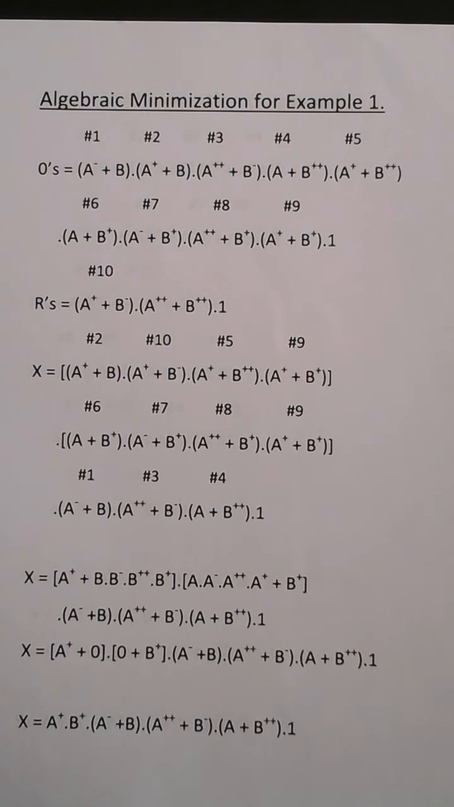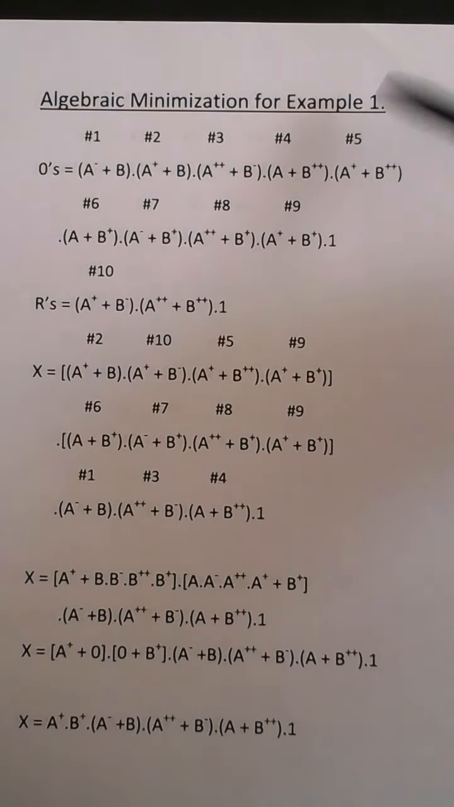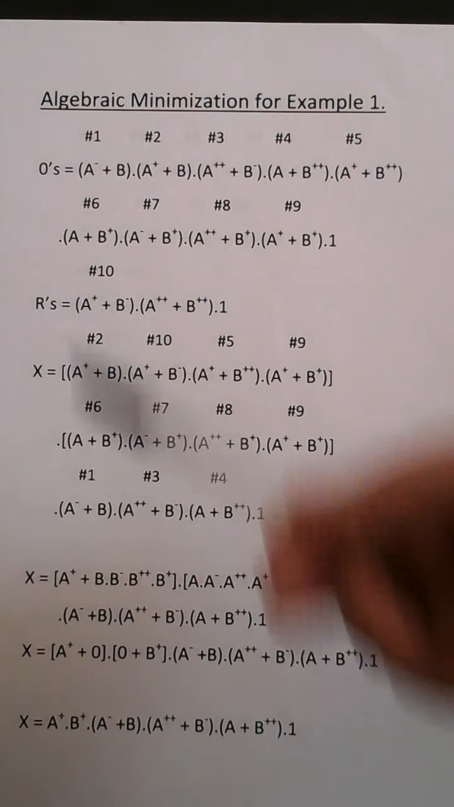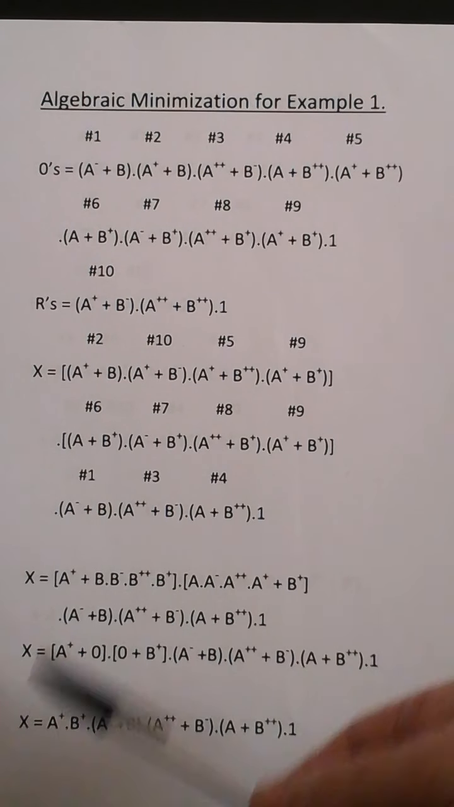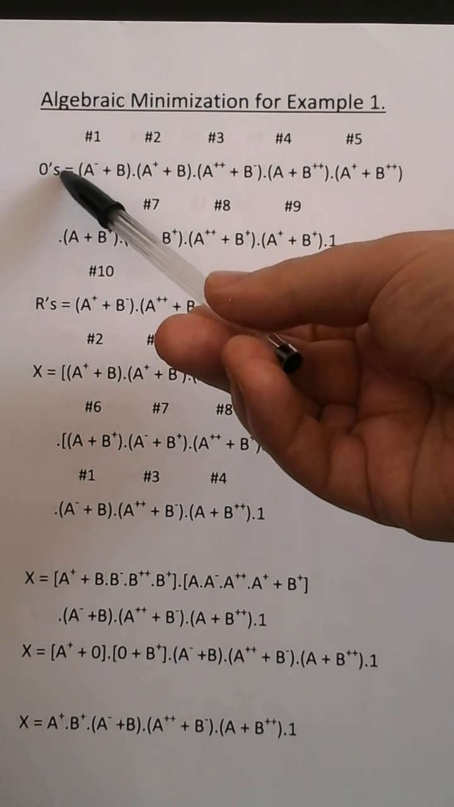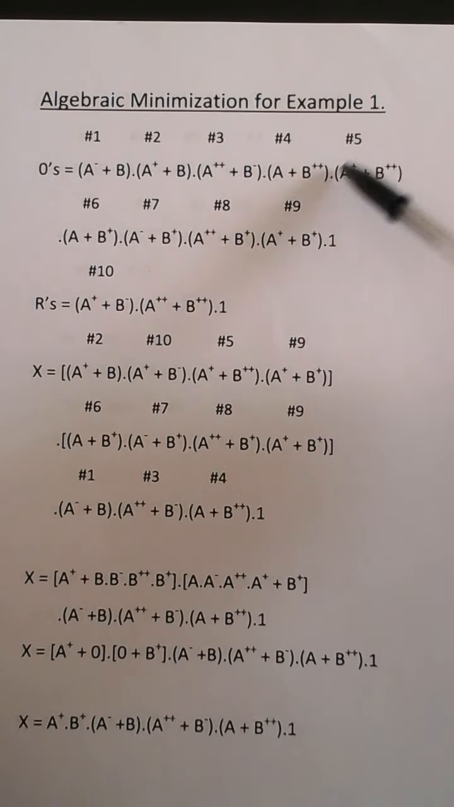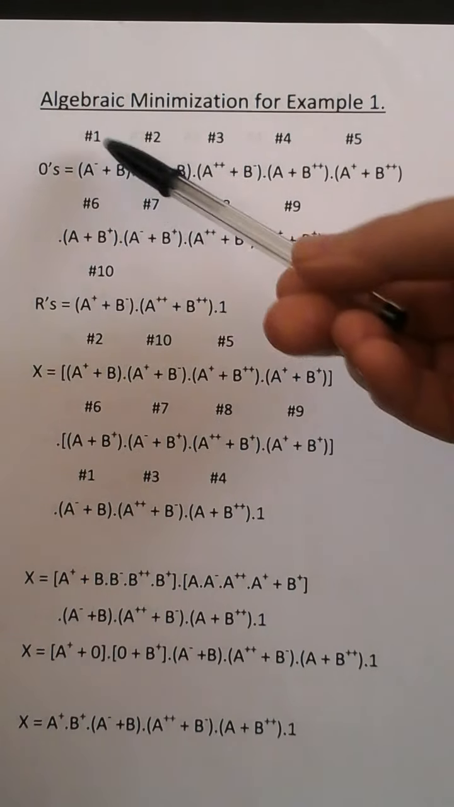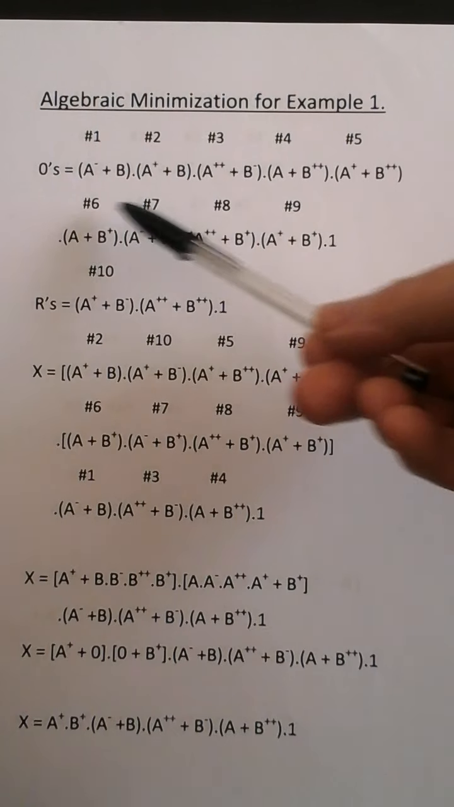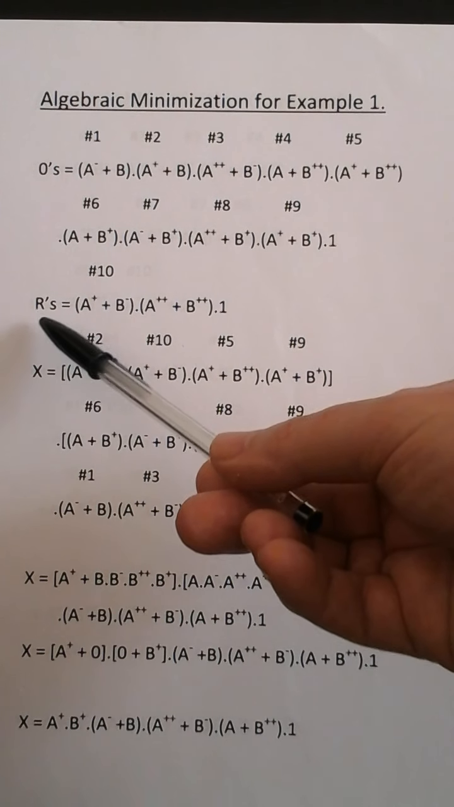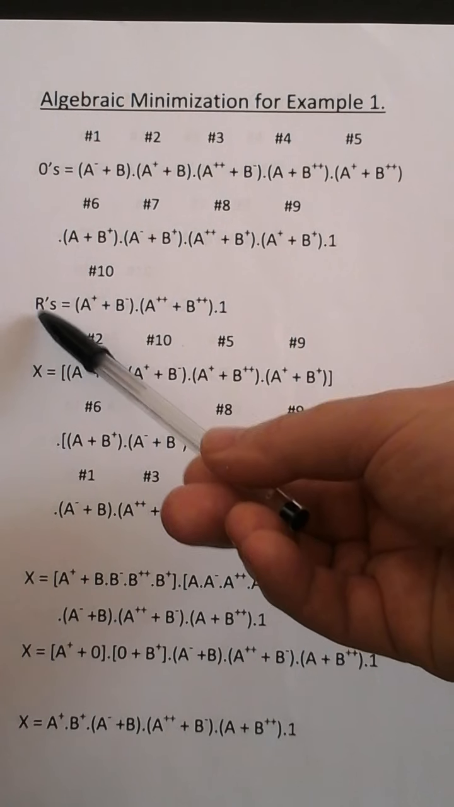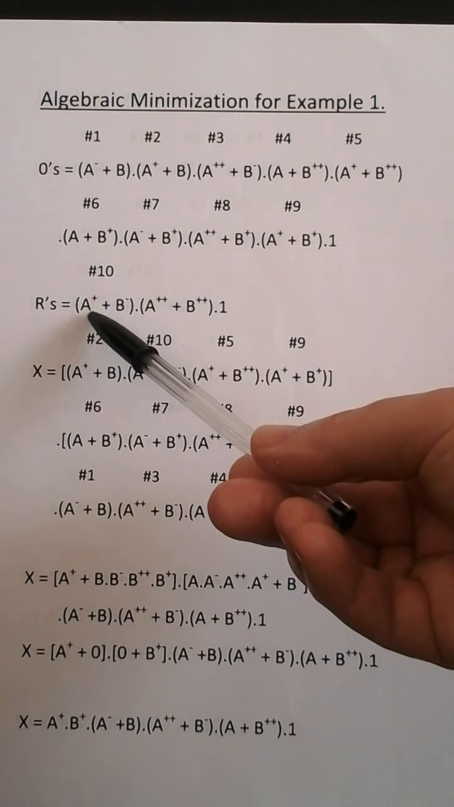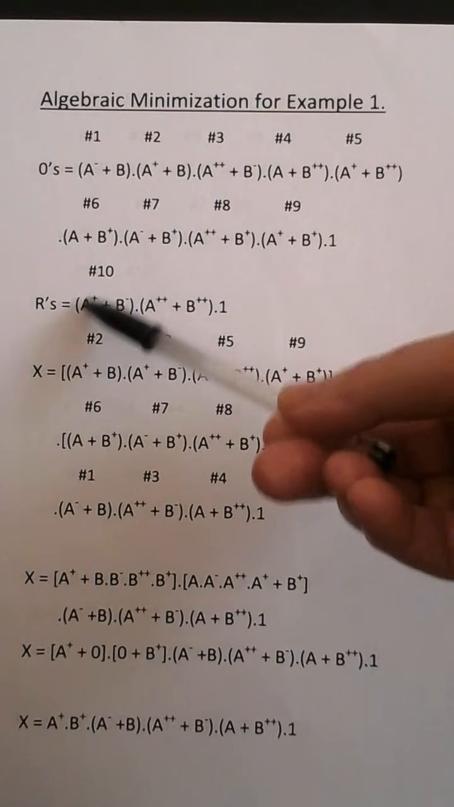Now I'm just going to quickly go through the algebraic minimization for the function I've just shown you, example 1. So this is for the function x. So this is the expression for the zeros, all single coordinates in the counter map. I've labelled each expression and the r's, the don't care states. You can choose to loop the r's in the counter map or not, it doesn't make any difference, you use it to your advantage. I've used this one here.